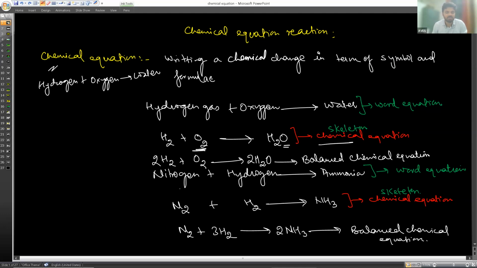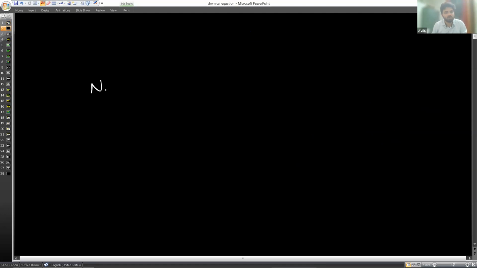Similarly, when nitrogen gas reacts with hydrogen gas, it gives ammonia. So we write nitrogen N2, hydrogen H2, and the formula for ammonia is NH3. So N2 reacts with H2 to give NH3. A chemical compound has a fixed formula. We cannot write N2H2 for ammonia. So it is NH3.